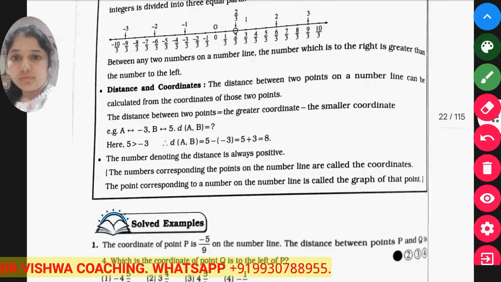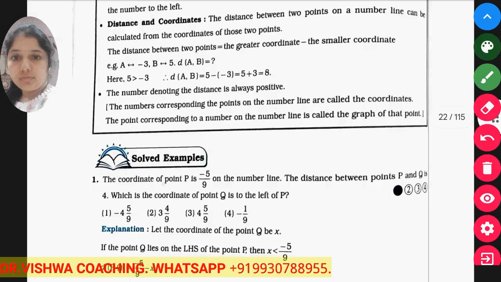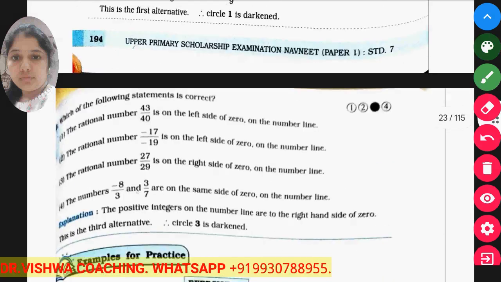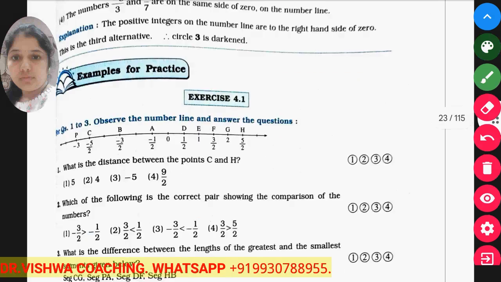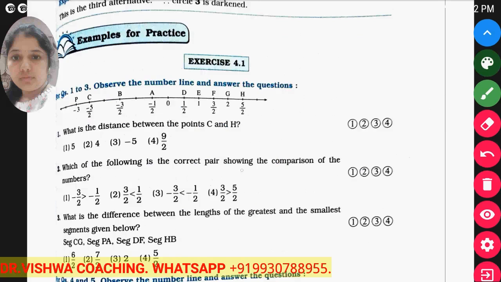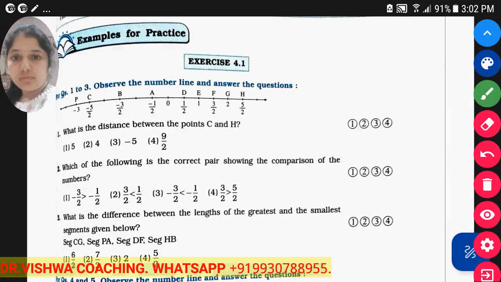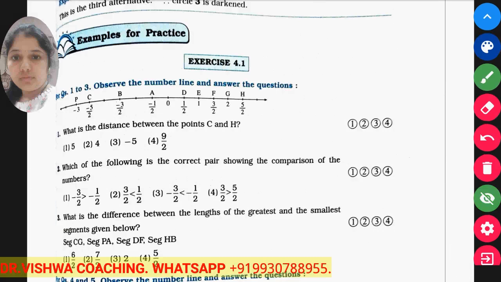And if we want to calculate the distance between 2 points, then we should know the greater coordinate and the smaller coordinate, and after that the smaller coordinate should be subtracted from the greater coordinate to get the distance between the 2 points. Okay, so these are the basic things regarding number lines, and now we will directly move to the exercise. Now observe the number line and give the answers of the following questions. I will give you so much homework here because it is a very easy chapter.